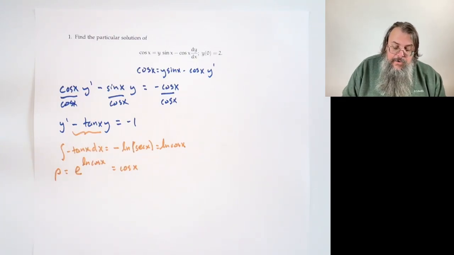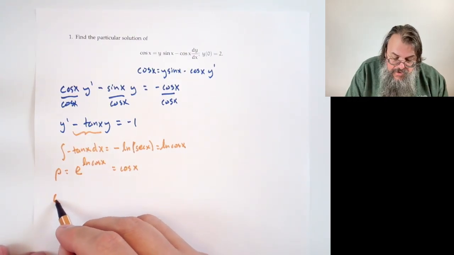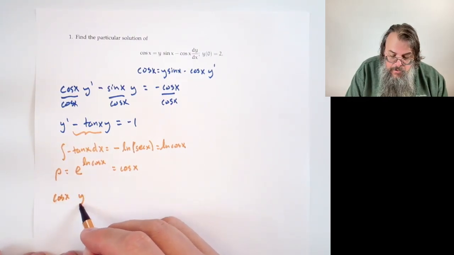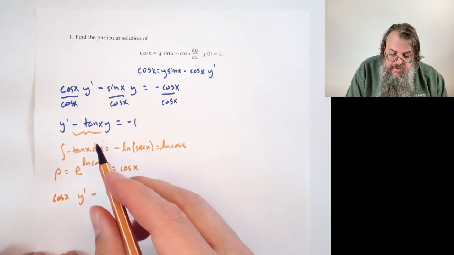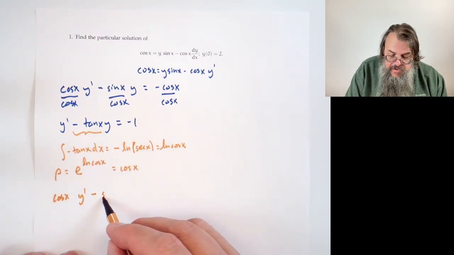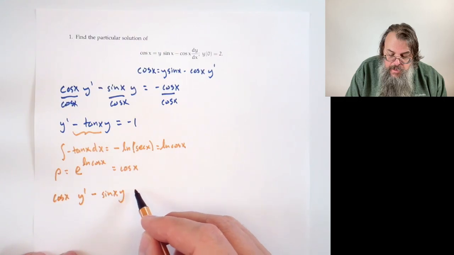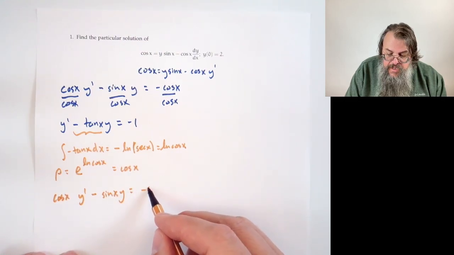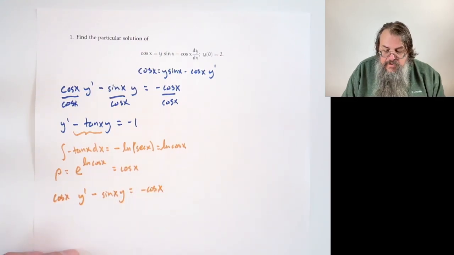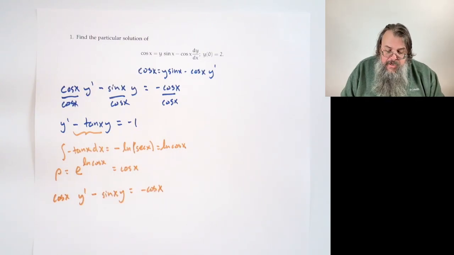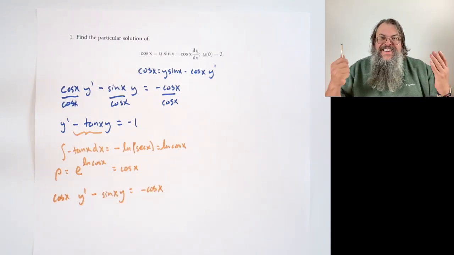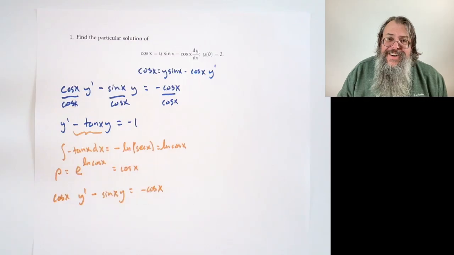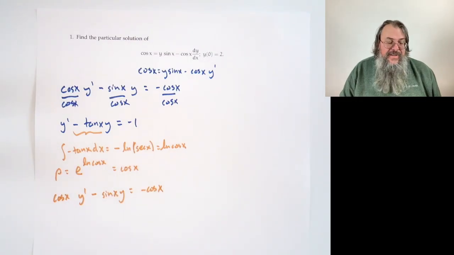Okay, so if we now multiply through by cosine x, we're going to get cosine of x y prime, minus tangent times cosine, which is sine of x, y equals minus cosine x. And at this point, you're probably thinking, that's what we started with just a few minutes ago. Do we really have to go through this?